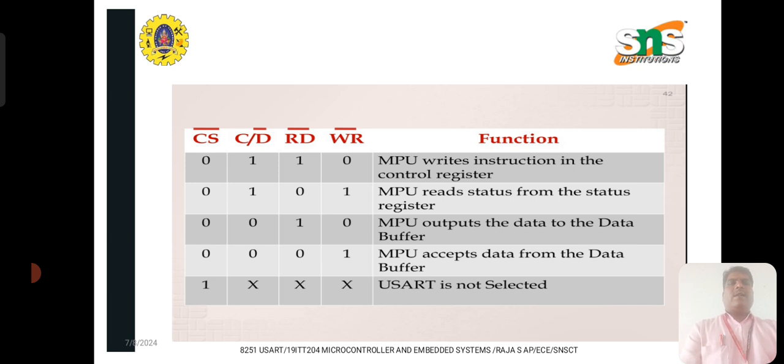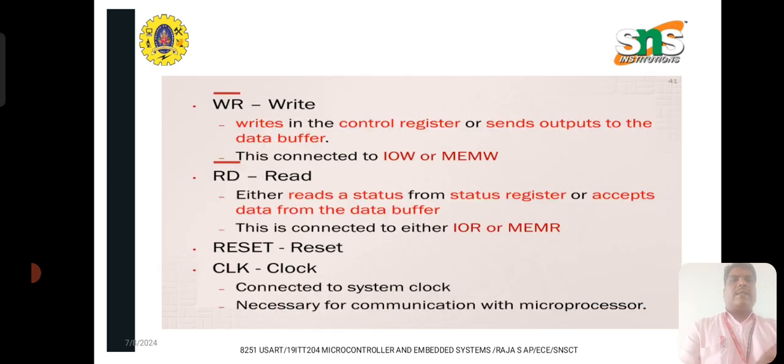Whenever chip select bar is 0, C bar D bar is 0, RD bar is 1, and WR bar is 0, the microprocessor unit outputs the data into the data bus buffer. Whenever chip select is 0, C bar D bar is 0, RD bar is 0, and WR bar is 1, the microprocessor unit accepts the data from the data bus buffer. Whenever chip select is 1, all the remaining functions are indicated as don't-care, then the USART is not selected, that is, the microprocessor will not take any further action.